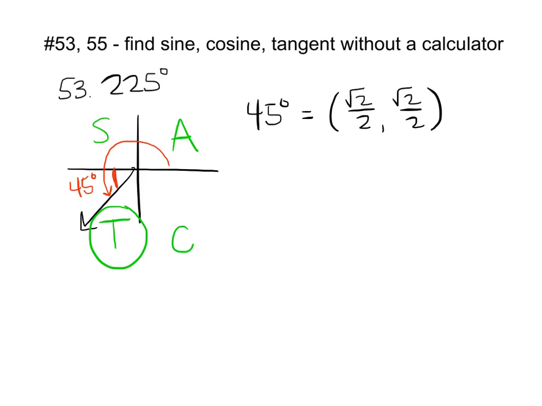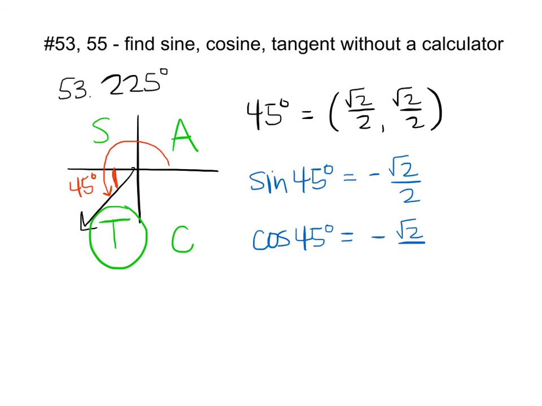Okay? So for the sine of 45 degrees, that's our y value. And I know, again, it's going to be negative. So it's just negative square root 2 over 2. The cosine of 45 degrees, I would pull out the x value, so that's also negative square root 2 over 2 because it's negative in the third quadrant. And then the tangent of 45 degrees would be y over x. In this case, they're the same, so it's 1 as my ratio.